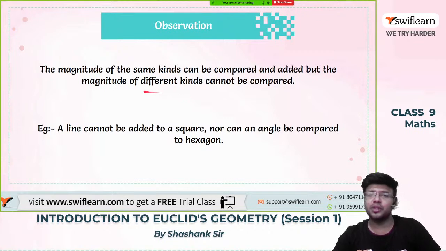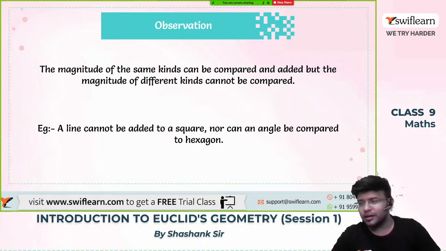Now, an observation: the magnitudes of the same kind can be compared and added, but the magnitudes of different kinds cannot be compared. What does this observation say? Magnitude of the same kind. Like a real life example.